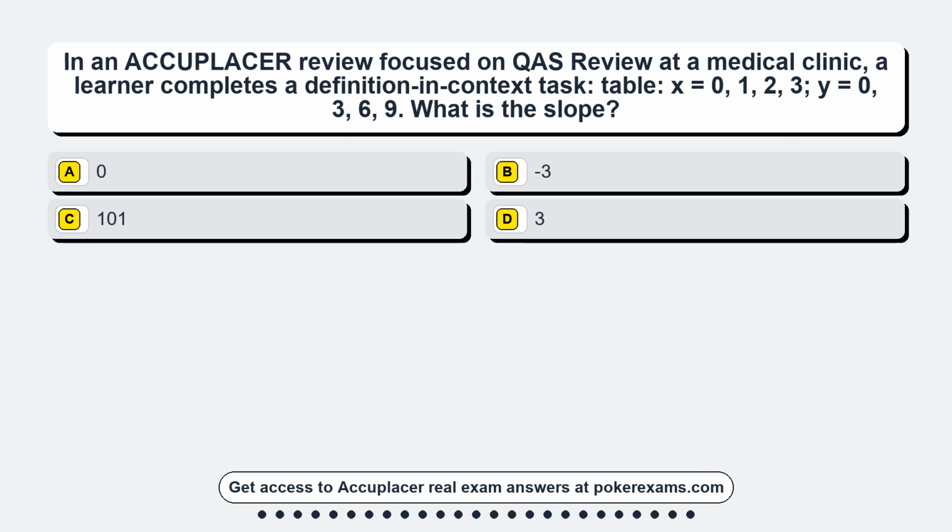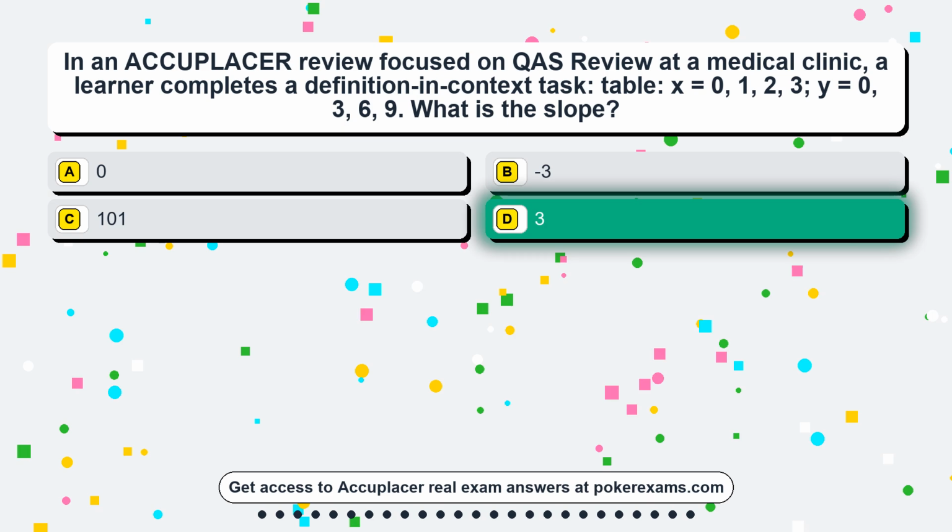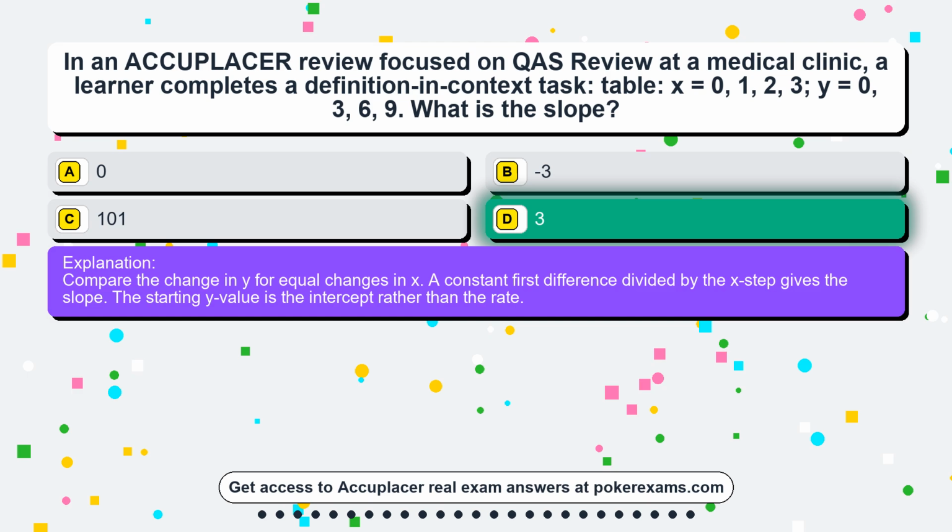Question 6. In an ACCUPLACER review focused on QAS review at a medical clinic, a learner completes a definition-in-context task. Table: x equals 0, 1, 2, 3; y equals 0, 3, 6, 9. What is the slope? Option A, 0. Option B, -3. Option C, 101. Option D, 3. The correct answer is option D, 3. Compare the change in y for equal changes in x. A constant first difference divided by the x-step gives the slope. The starting y-value is the intercept rather than the rate.